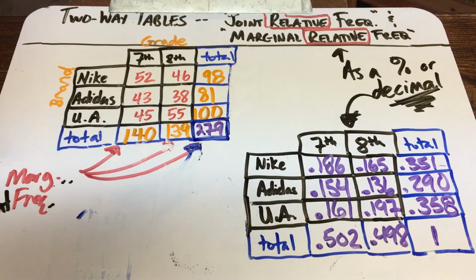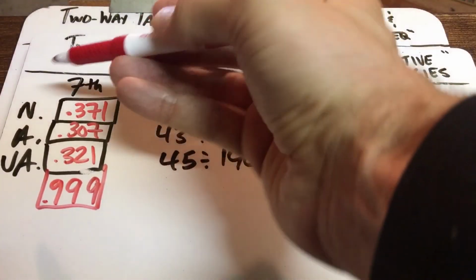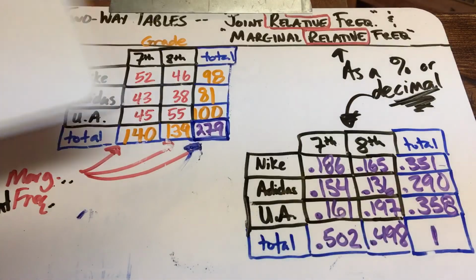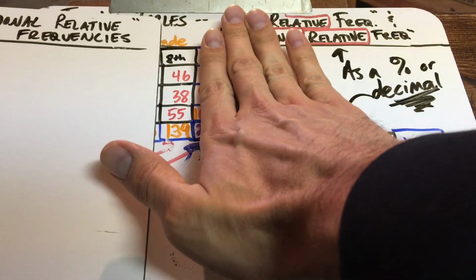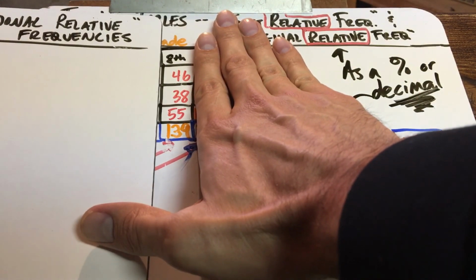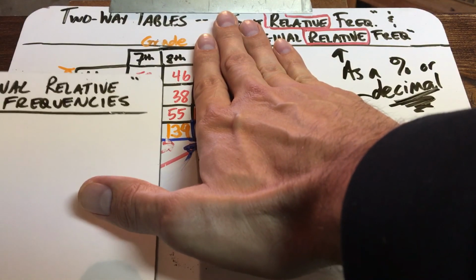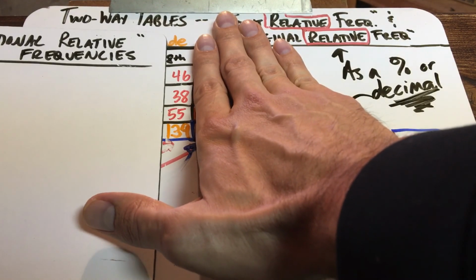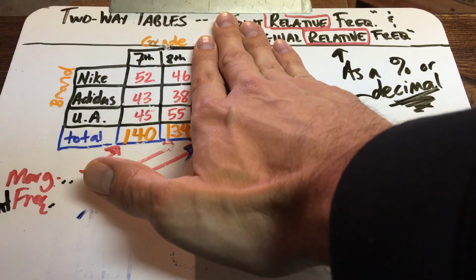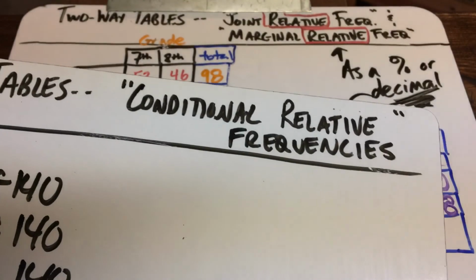And so a conditional relative frequency is just going to do the 7th grade only compared to the 7th grade, right? And I could do the same thing with the 8th grade. I could just do the 8th graders right here. I don't care about the total anymore. Now I'm just doing 8th grade only. And I could do 46 divided by 139 to get the 8th grade percent who picked Nike. I could do 38 divided by 139 to get the 8th grade percentage who picked Adidas. And I could do 55 divided by 139 to get the 8th grade who does Under Armour. So that is called conditional relative frequency.